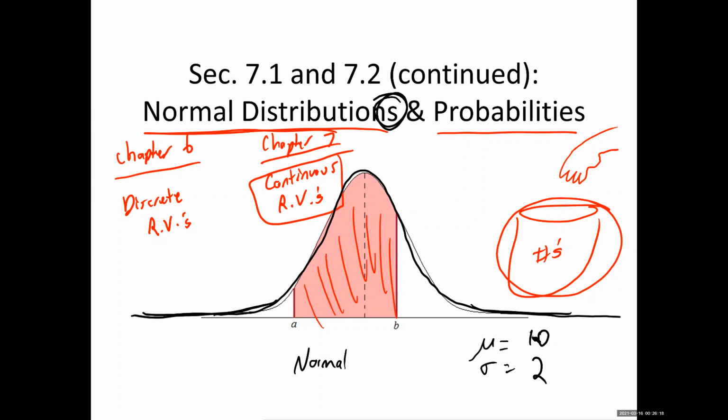I also mentioned at the very end of last class there was one special normal distribution called the standard normal distribution. And for the standard normal distribution, the mean is 0 and standard deviation is 1. Okay, so you need to memorize that.